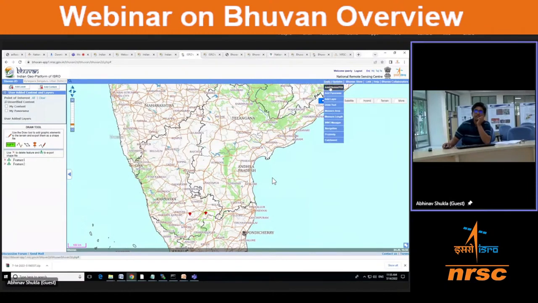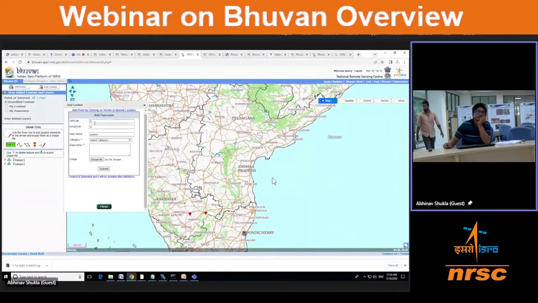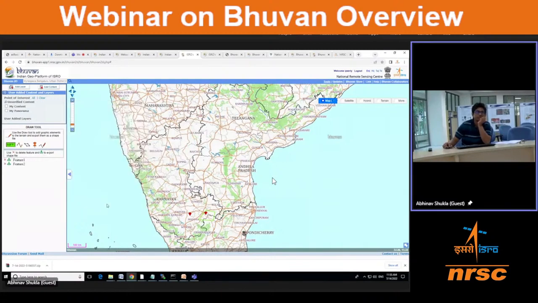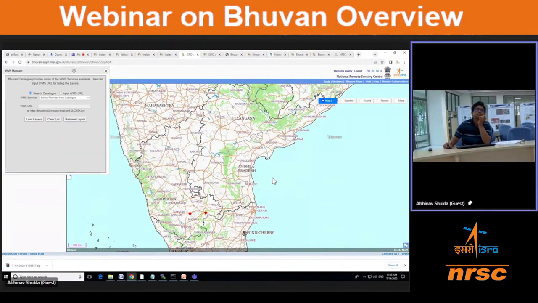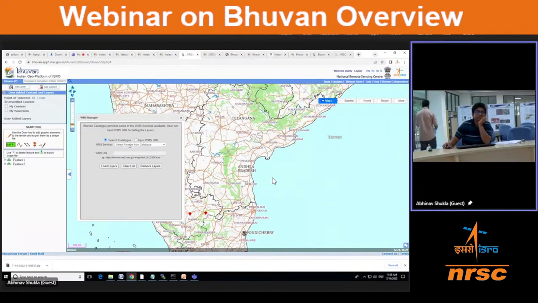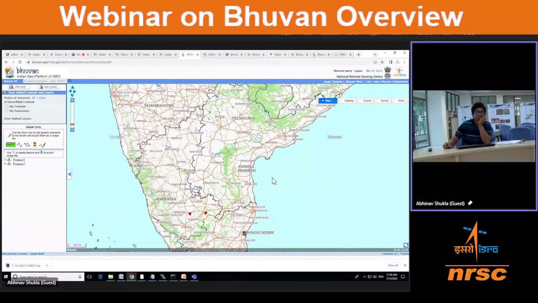Similarly, you can add panorama. Panorama is the same thing: latitude, longitude you have to give, you have to select the category, choose the image and then click on submit. WMS manager is basically web map service. If you have any WMS URL, you have to paste the WMS URL here and load layer, and it will load the layer here. So this is all about the Bhuvan 2D and the tools here.